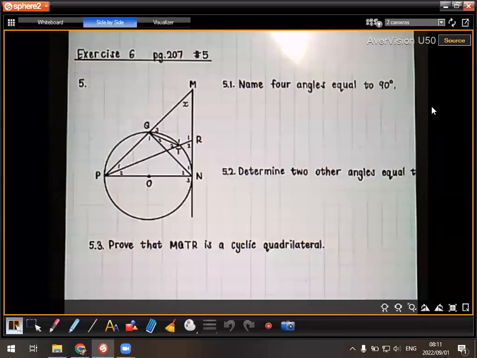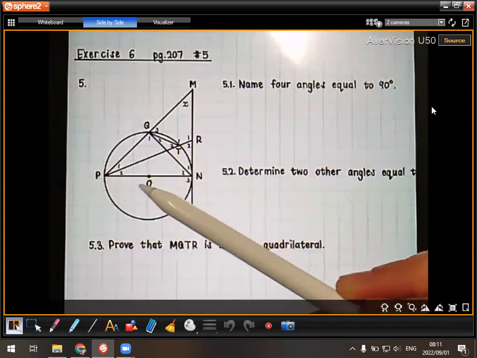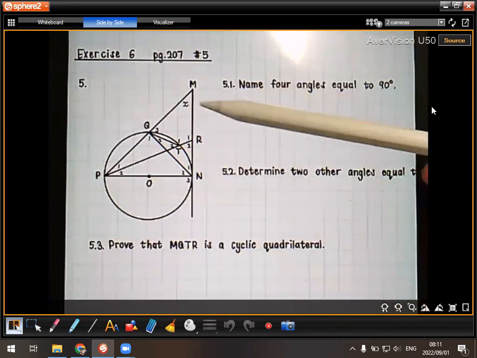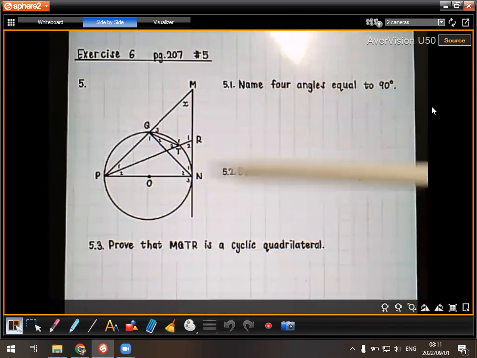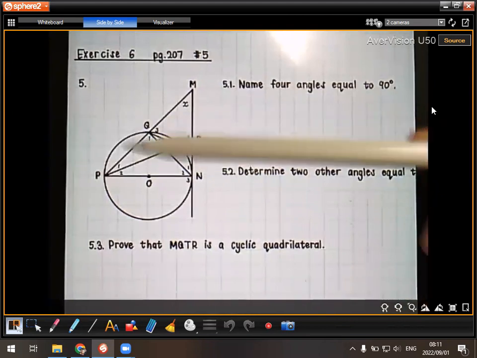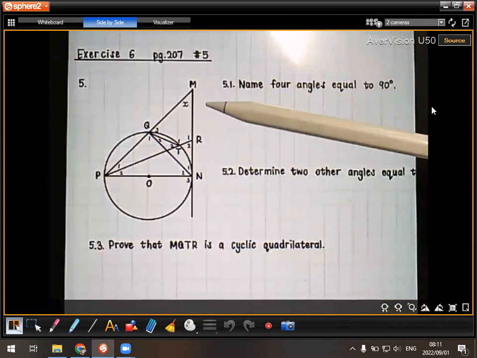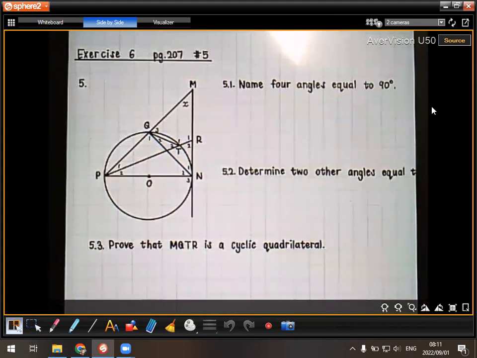So this picture was given, and it came with a whole bunch of information. For example, they said that PN is a diameter, going through the center. They told us that MRN, this line, is a tangent, touching the circle at N. Then they spoke about all the chords that are drawn in, and all the lines that are intersecting, and so on. And then they told us that angle M1 equals X. I think I pulled everything onto the picture.